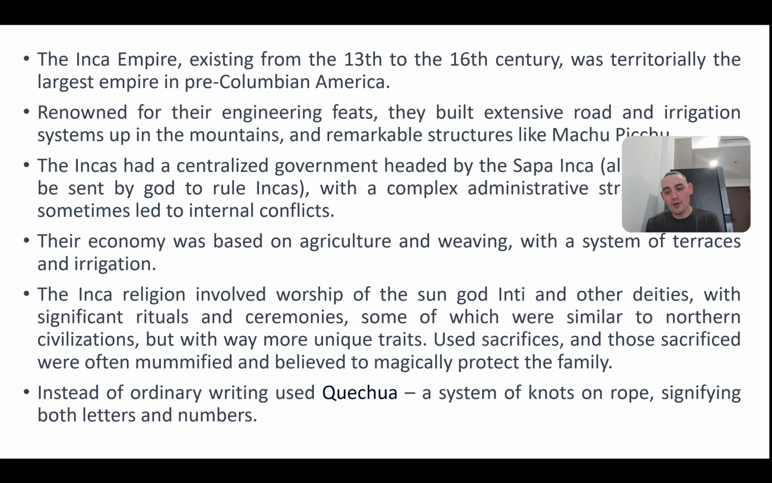Instead of an ordinary writing system, they didn't have letters as we know them. They didn't have writing as we know it because, again, no paper. They figured out a way because they were very developed in weaving. So they used quipu, a system of knots on rope, signifying both letters and numbers. So you literally have a piece of rope with a bunch of different knots on it, and you'd read them and go, okay, this is a bill for my apartment or something like that, right? So, it's very interesting.